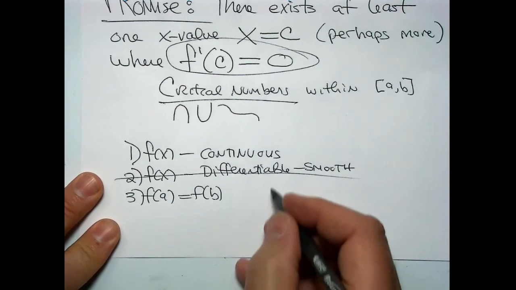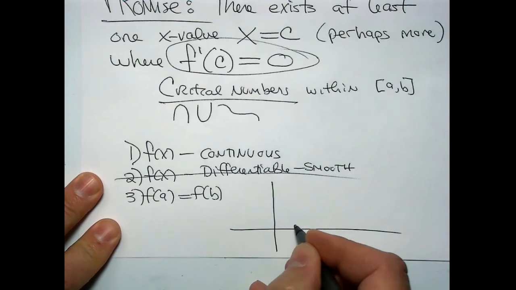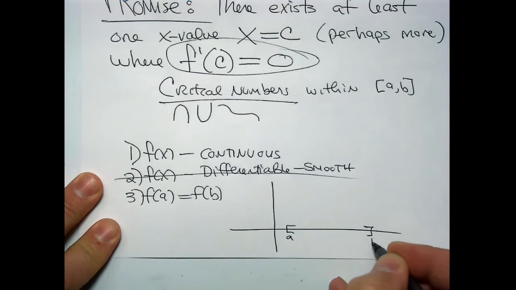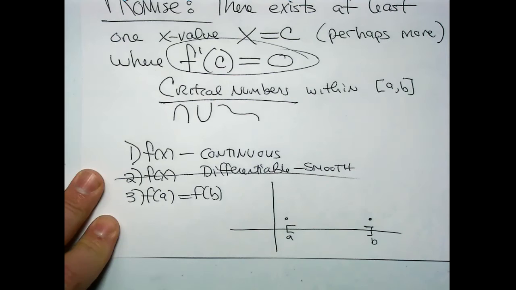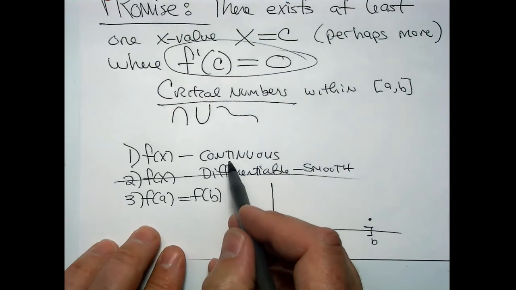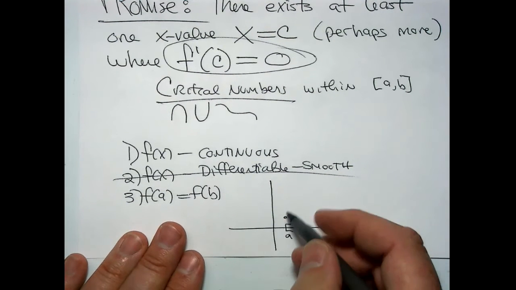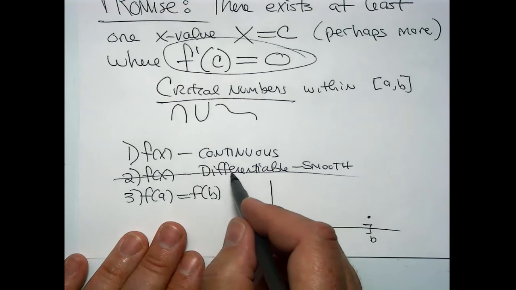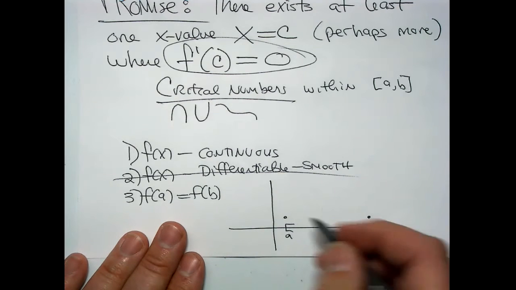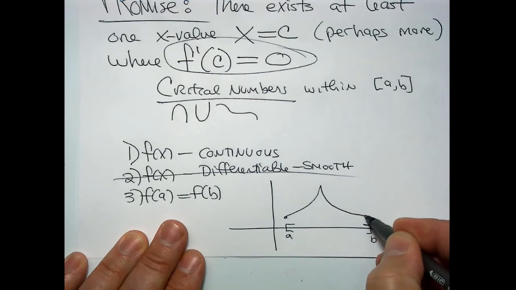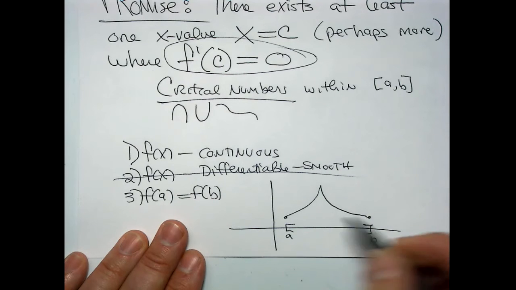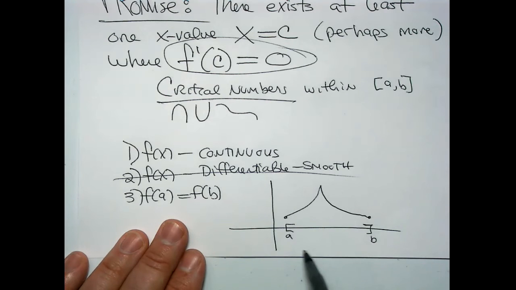What would happen? Here's what the curve would look like. Here's a, here's b. The f of a is still going to be the f of b, whatever y value we choose that to be. It has to be continuous. I can't lift the pen from the page, but I am now allowed to have a derivative that is undefined. Electricity will certainly flow through there, but where is the promise fulfilled?